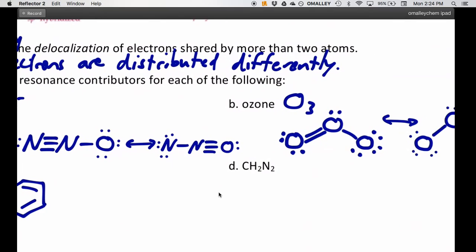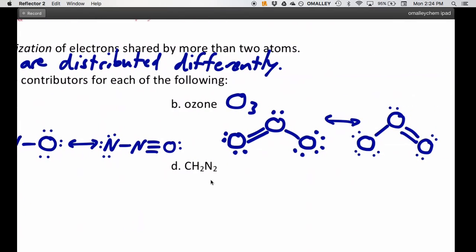And just for one more example, maybe hit pause, try the last one, see if you could come up with one valid Lewis structure for this, and then we'll see if we could come up with a second one for that too. Okay, so let's see how we did it. The formula here shows me a little bit about how it's built. It's carbon with two hydrogens and then two nitrogens. So I have a carbon, it will be connected to two hydrogen atoms, a nitrogen, and then another nitrogen.